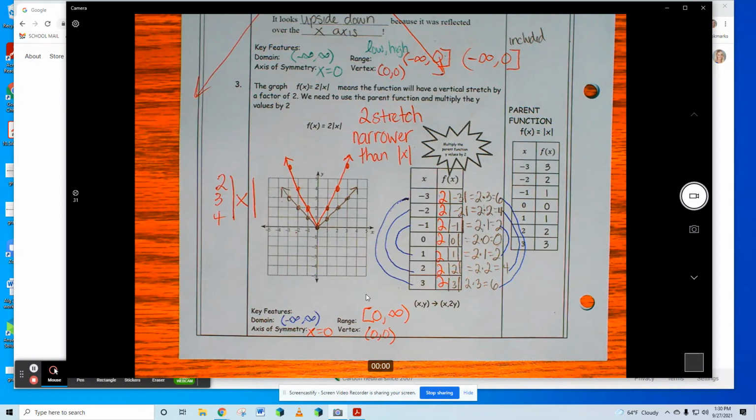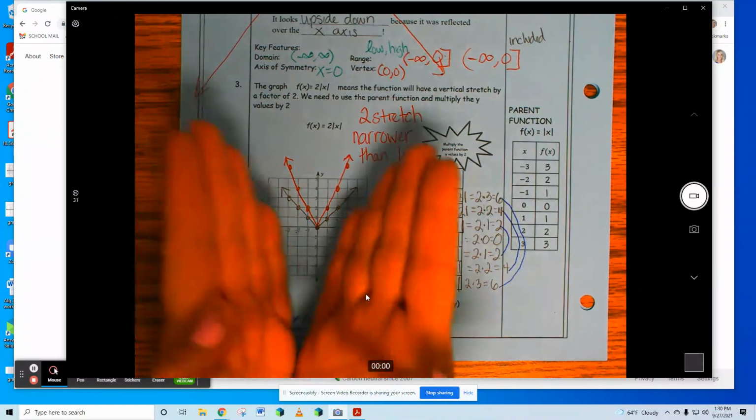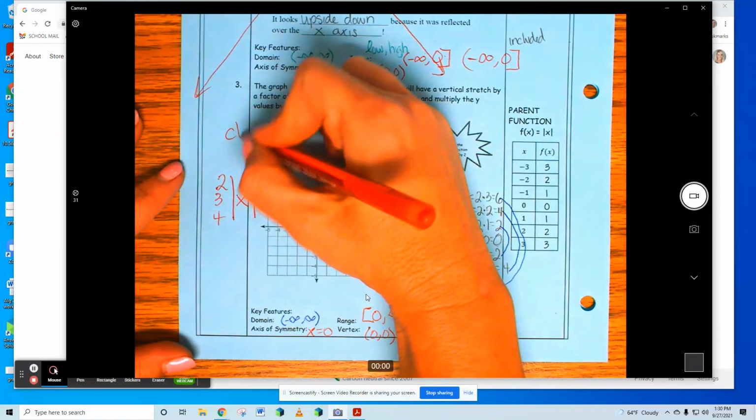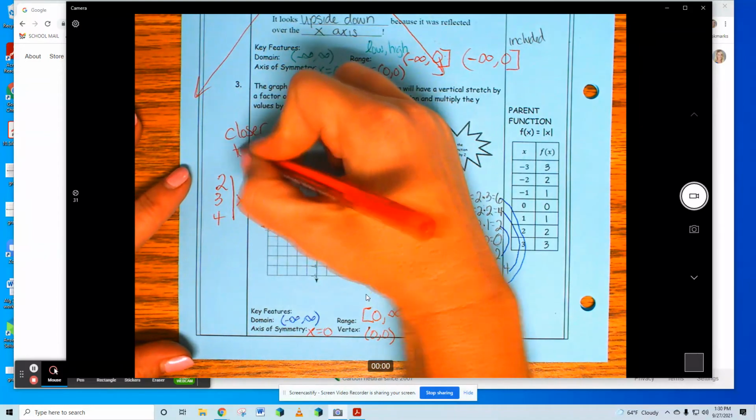Okay, I doubled the y values. I multiplied 2 times all the y values. It got a narrower, skinnier graph, closer, and I think that's important to write, closer to the y-axis. Look how it got pushed inward, closer to my y-axis.